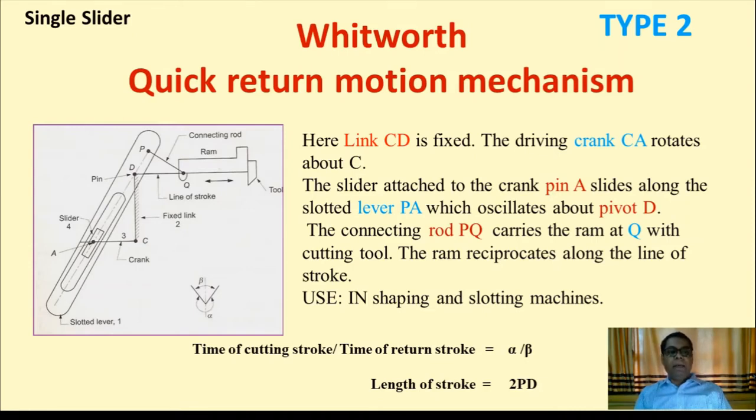Over here, P and D: P is nothing but a particular point which connects the connecting rod to the slotted lever, and D is nothing but a pin. So the distance between P and D is very crucial over here to find out the length of the stroke, because it is 2 into PD.